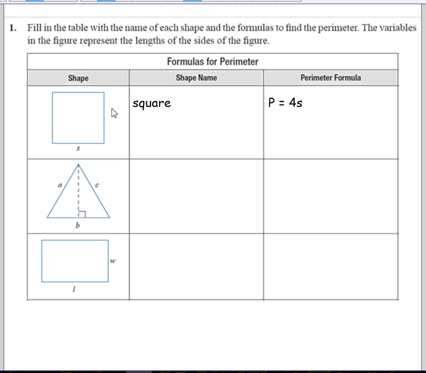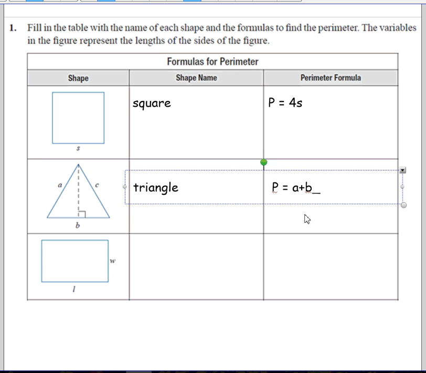Next, we have a triangle. And notice here they labeled each side of the triangle as different, A, B, and C. And so the perimeter is just adding up those 3 sides. So we have A plus B plus C. And some of the lengths or all of the lengths can be the same size. We have special triangles that have 2 sides the same length or 3 sides the same length. But just as any polygon, we add up all the sides to get that perimeter.